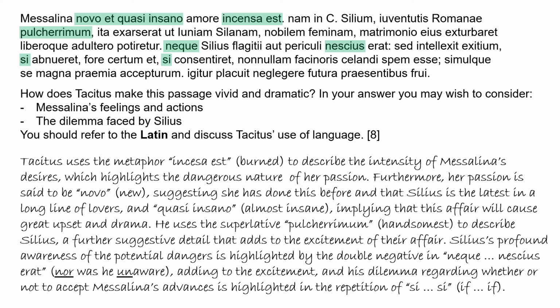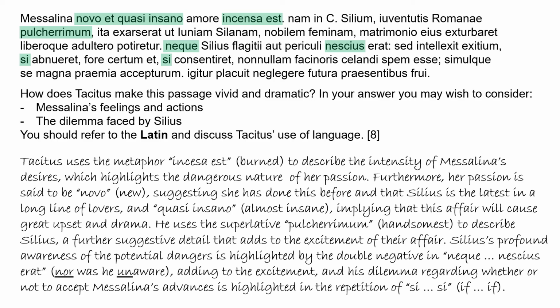His dilemma regarding whether or not to accept Messalina's advances is highlighted in the repetition of si, if. So that's another kind of style point, repetition, incredibly easy to spot. You just go looking for repeated words in the Latin. Again, there are multiple technical terms of different types of repetition, depending on whether the word is at the start of the line or in the middle or at the end. Again, you don't need to know that. Just talk about the fact that the word is repeated and the examiner will credit you for it.